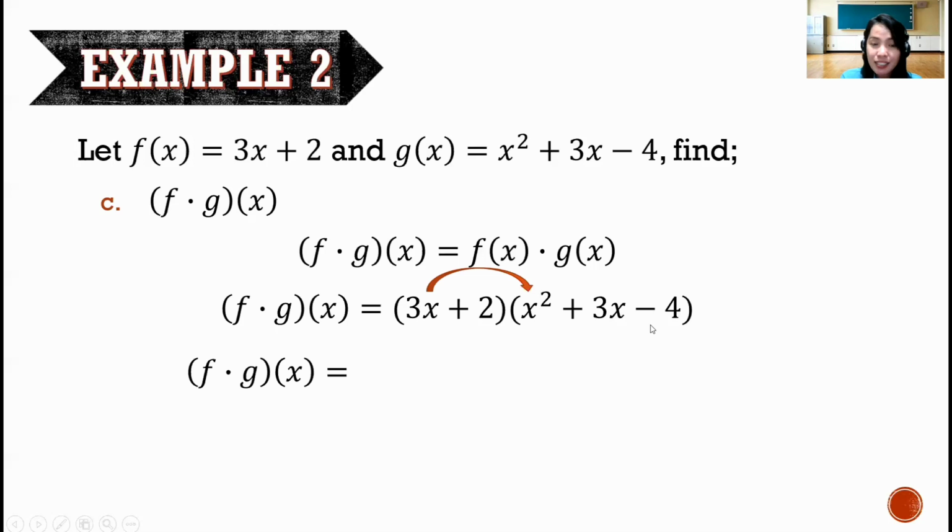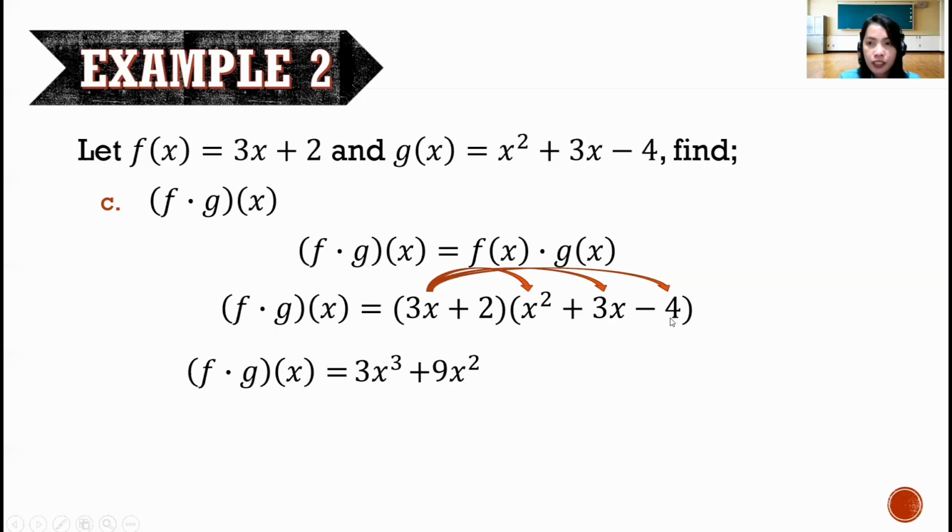So that is first 3x times x squared. So 3 times 1 as the numerical coefficient of x squared, that is 3. Copy the variable x and then you add the exponents of this variable. Next, 3x times 3x. 3 times 3 is 9. Do not forget that the sign of this is positive. And then copy the variable x and then add the exponents.